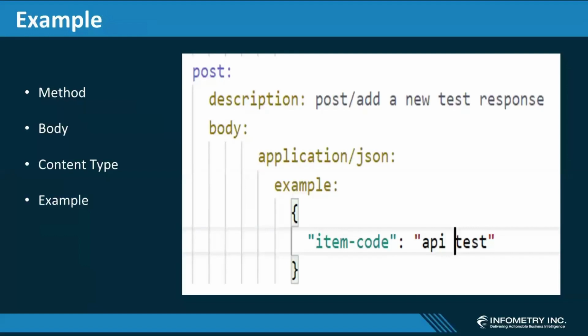And when it comes to description, it is optional. Here you can add it or you can leave it as it is. The next part is body, which is compulsory when it comes to a POST request, because we should send something in a POST request. That is the reason body is compulsory.